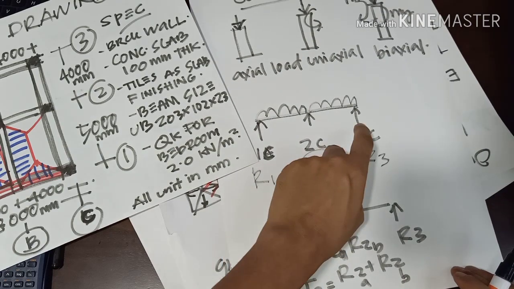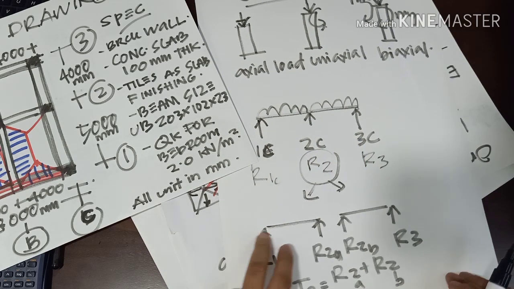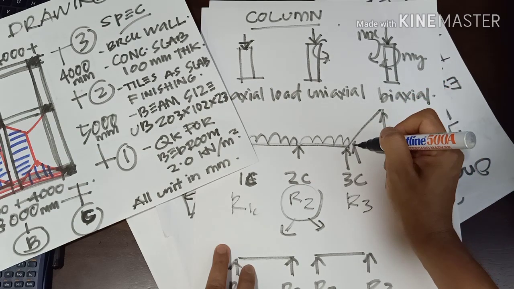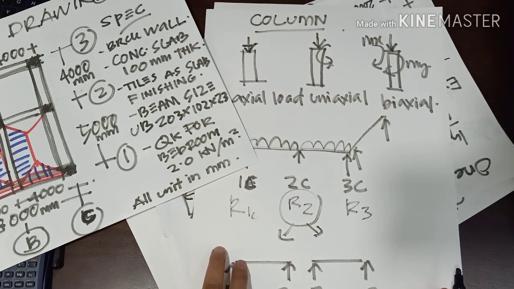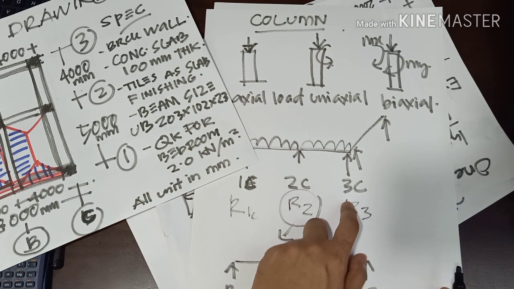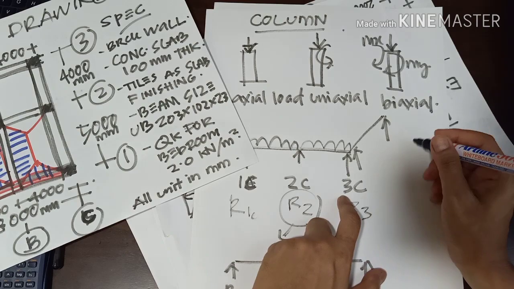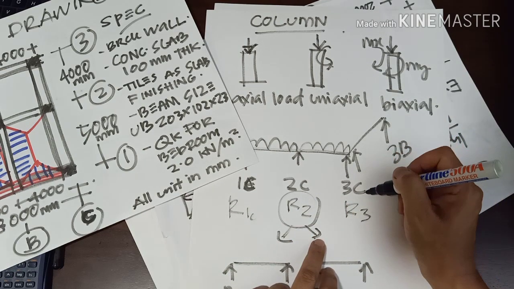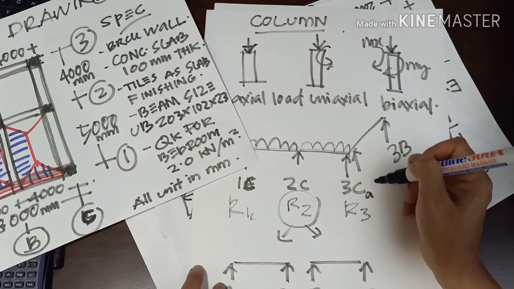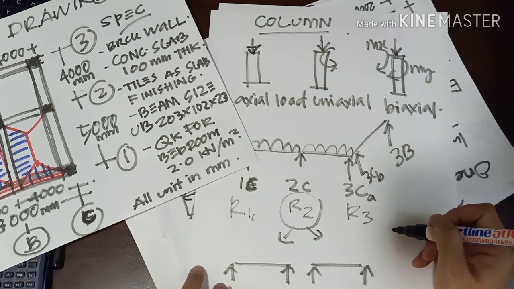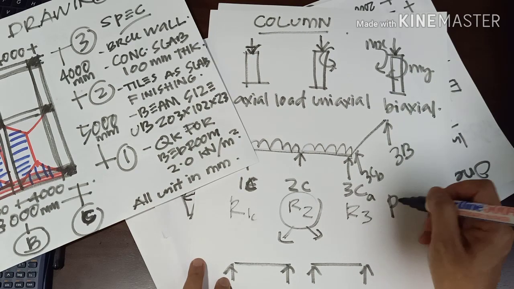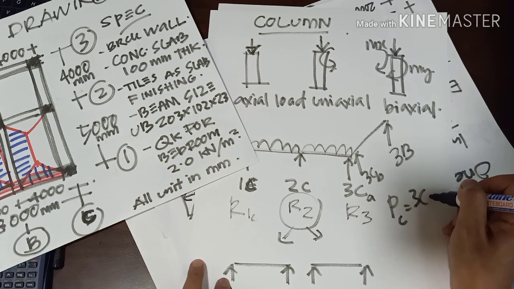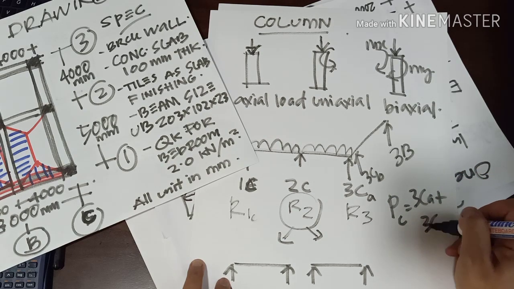So what is the pressure acting on column 3C? It will be another beam there where we'll have 3C, and then we also have 3B. So here we'll have 3CA and 3CB. So P at column C will be 3CA plus 3CB.